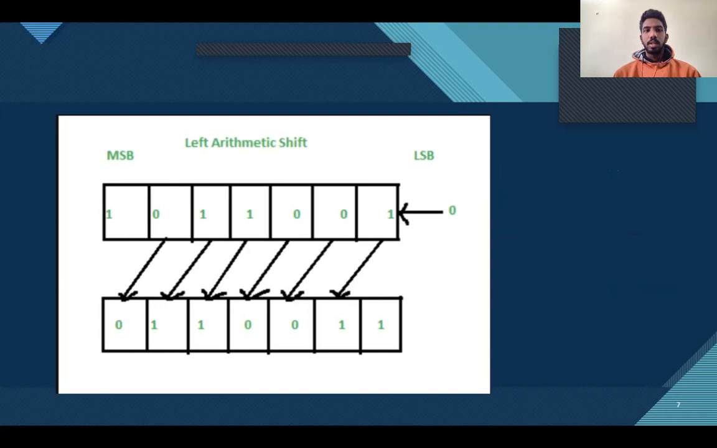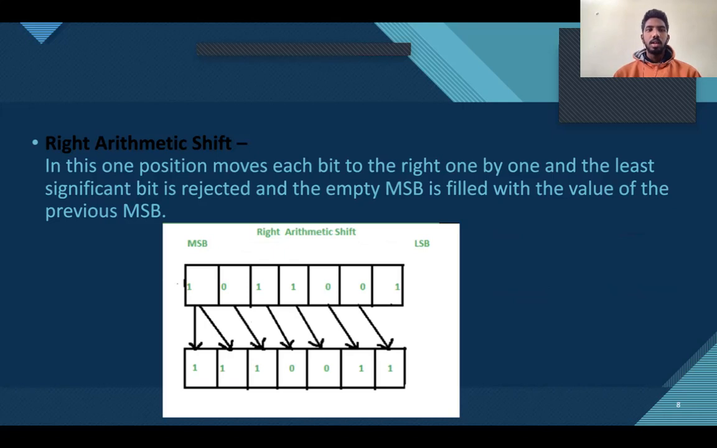Left arithmetic shift diagram. Right arithmetic shift. In this, one position moves each bit to the right one by one, and the least significant bit is rejected, and the empty MSB is filled with the value of the previous MSB.